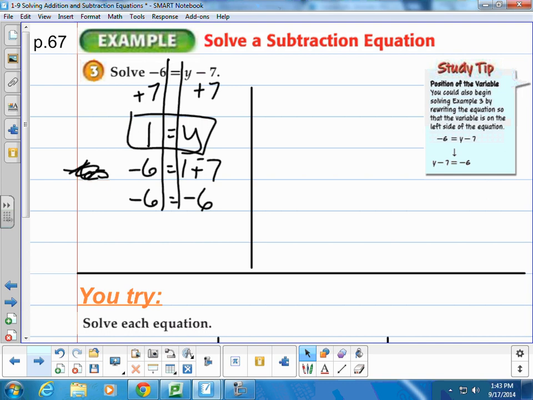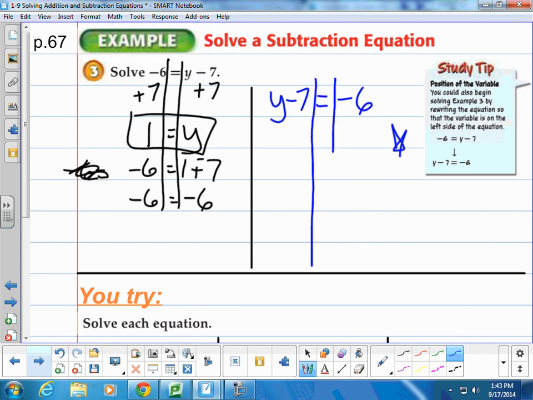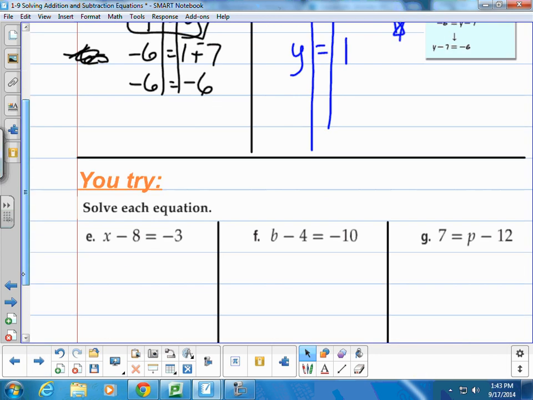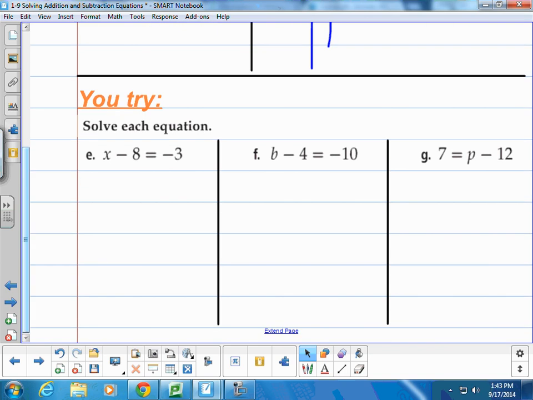All right, notice position of the variables. Here, if it bothers you, you could also begin solving equation, for example, 3, by rewriting the equation so the variable is on the other side. So just kind of rotate it around and not changing anything. So y minus 7 is equal to -6. You should be able to end up doing the same steps, but then it just ends up the right way forward, left to right. All right, try a couple of these and then come back in and check.